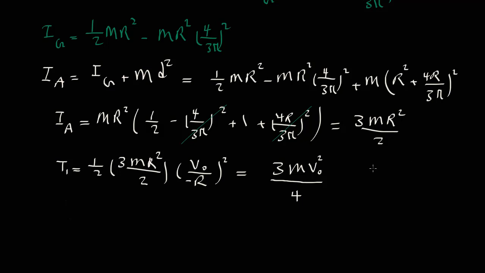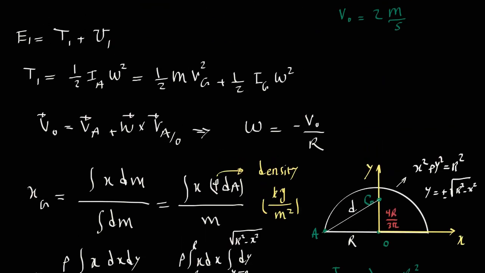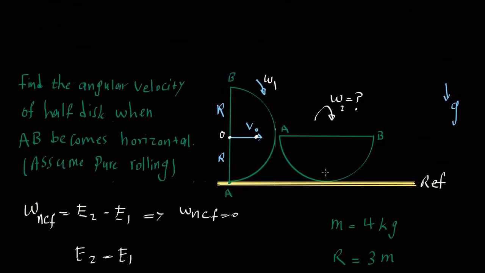So U1 would be just mgh, which here is just mgr. Okay, so that's T1 and U1, that's basically E1. And let's calculate T2 and U2 at this moment here.